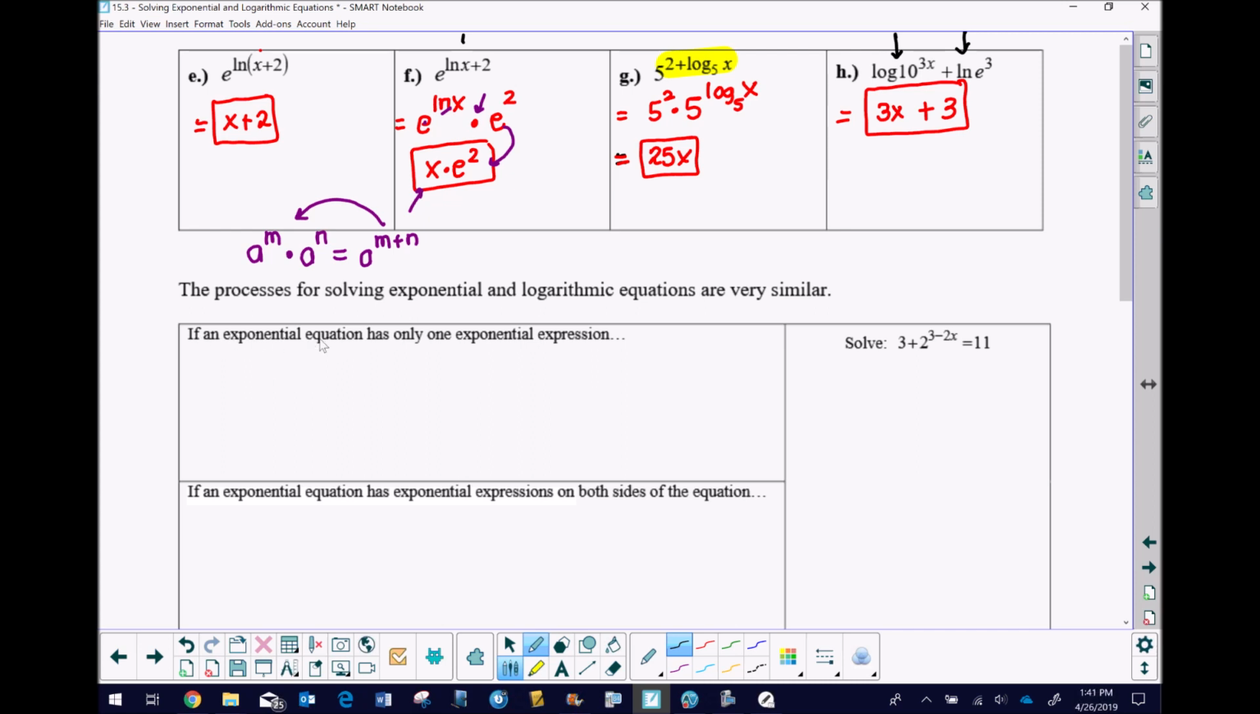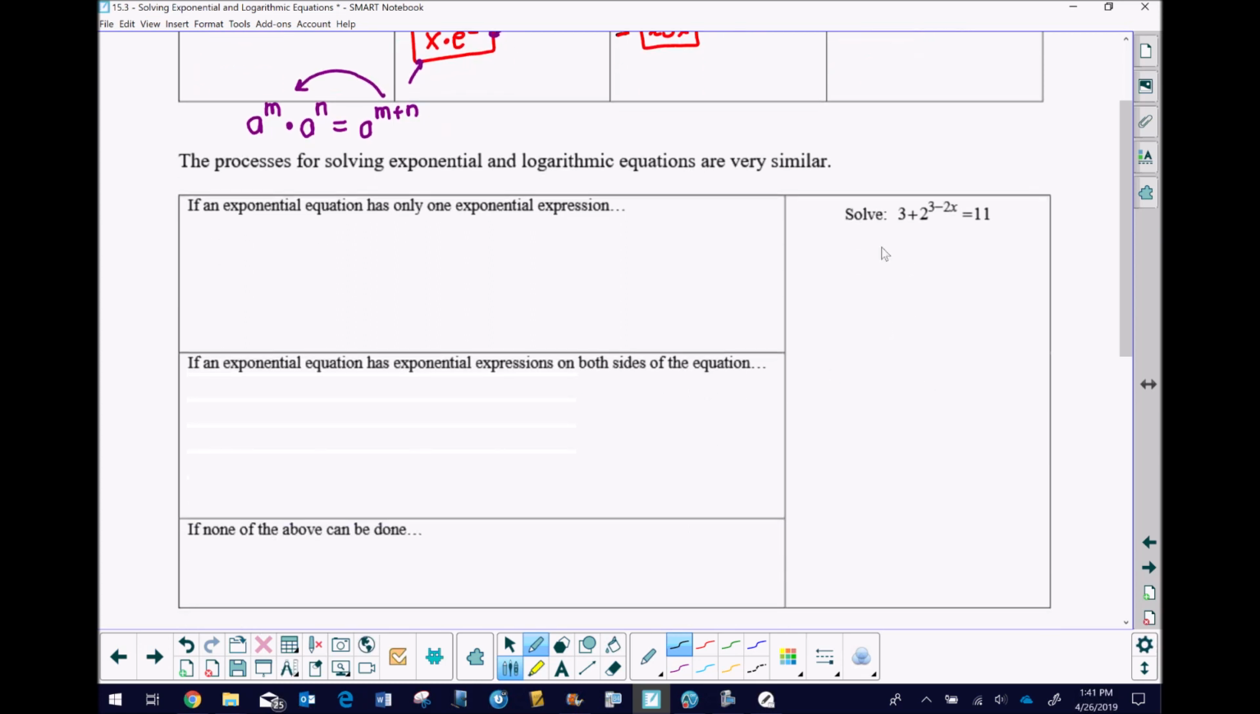So, and here it says if an exponential equation has only one exponential expression. Well, what I want to do is kind of focus more on the solution box for this, and then if we need to fill out the boxes to the left, we can go back and do that, but I'm more concerned with this right side. So what are we going to do with this first? Well, anytime that you have an exponent that contains a variable, any other terms that aren't like that, you want to get rid of them to the other side of the equation. So we are going to go ahead and subtract 3 from both sides. So that would give us 2 raised to the 3 minus 2x power, equivalent to what? 8?